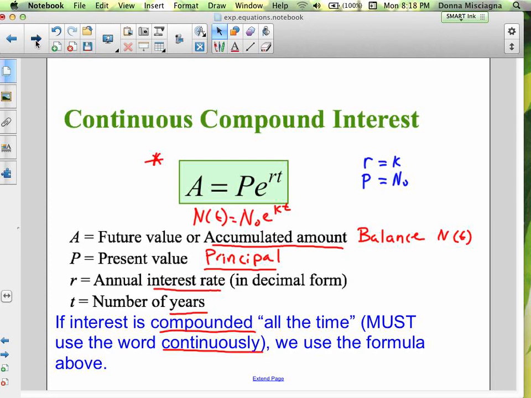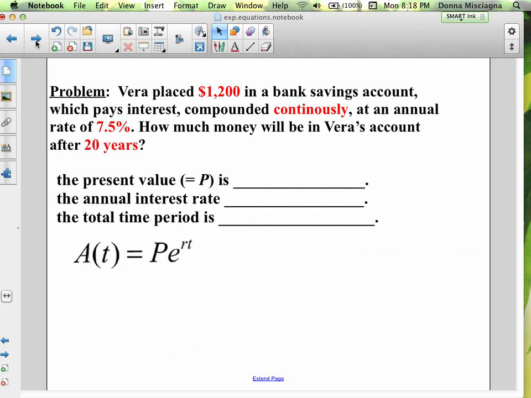All right, so let's evaluate a few of these with some money. Vera has placed $1,200 in a bank savings account. By the way, this one's not in your notes. It pays interest compounded continuously at a rate of 7.5%. How much money will be in Vera's account?